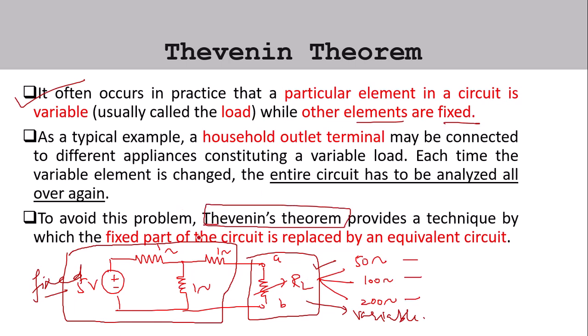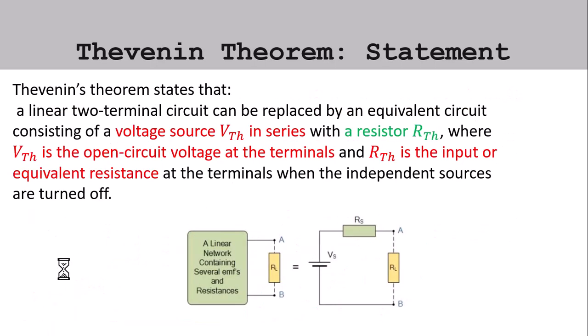So according to the Thevenin theorem, we can replace the fixed part of the network with an equivalent circuit, and that equivalent circuit is the circuit that was given by Thevenin. Now let us see what was the statement of the Thevenin theorem.